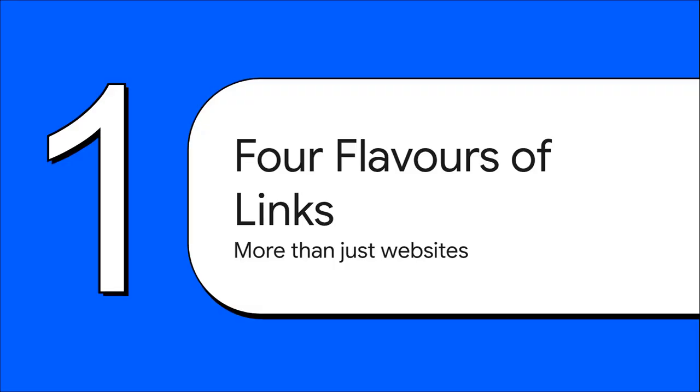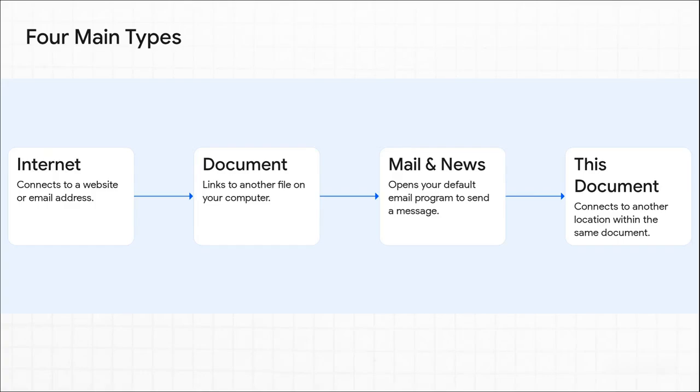Okay, now this is where things get really interesting. You see, not all hyperlinks are the same. Inside LibreOffice, you actually have a few different flavors of links, and each one is made for a different job. It's about so much more than just linking to a website. In LibreOffice, the links are basically in four main types.